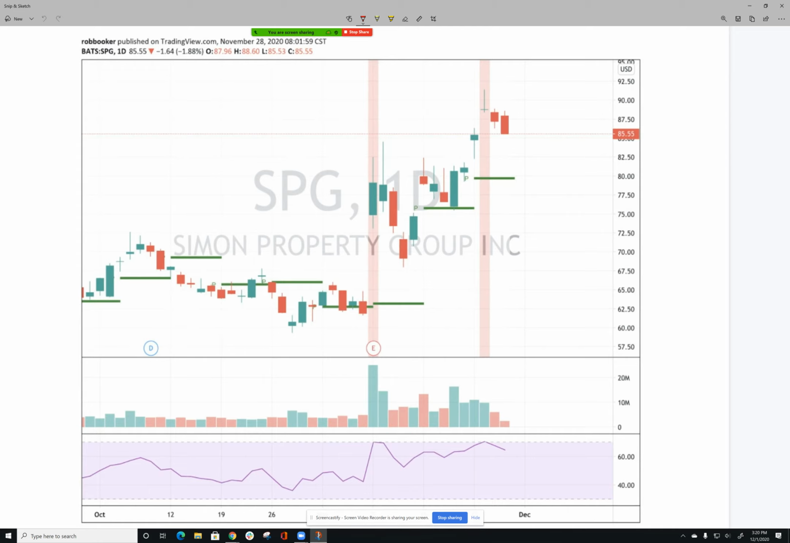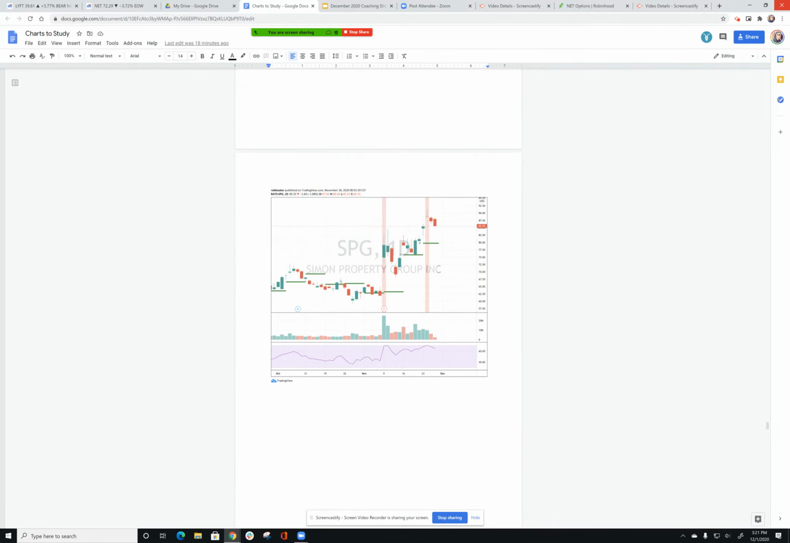Simon Property Group. This is a great day 1 candle. That justifies an early entry. The day 2 candle is glorious. It's bearish. It's fully below the day 1 candle. The body of the day 2 candle is fully below the day 1 candle. So awesome. This over here is not as good. It's too big of a candle body on day 1, and day 2 is a bullish candle. You can't justify that trade. You can't do it.